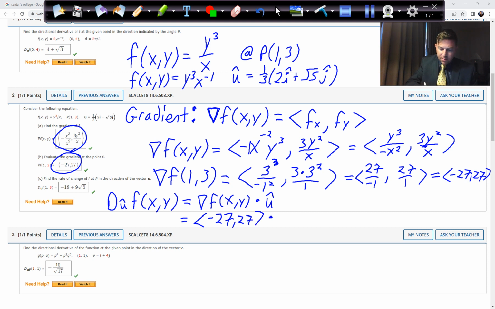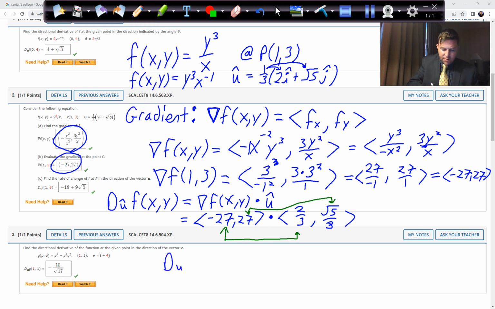And the u vector, I'm going to write it just a little bit differently. I'm going to pull this 1/3 in and write it in this arrow notation instead of the component form with i's and j's. So this is going to be 2/3, comma, root 5 over 3. So I just pulled the 1/3 into the i term and into the j term. Okay, and then if we remember the dot product, we multiply the first component with the first component, and we multiply the second component with the second component.